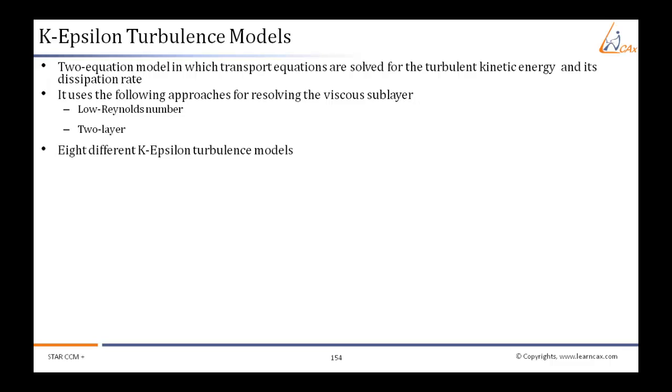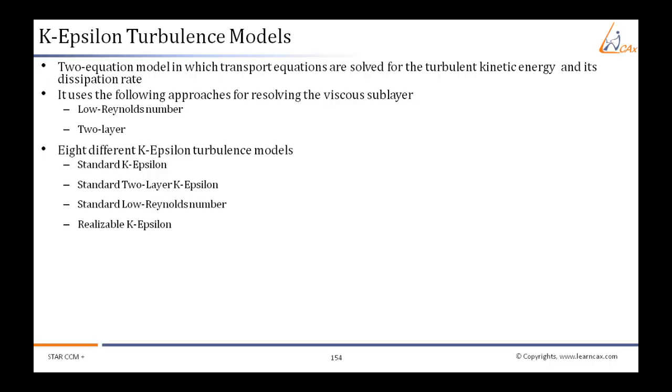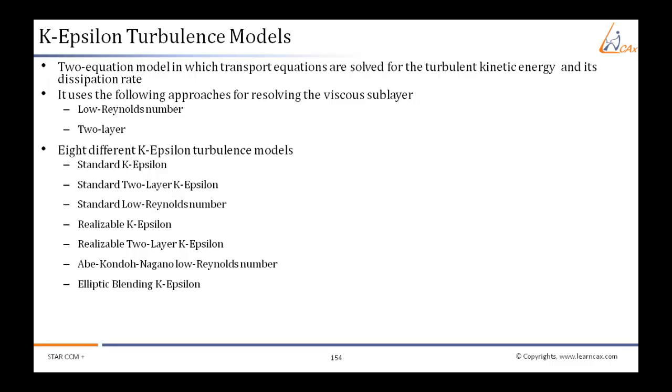STAR-CCM+ has a choice of 7 different K-Epsilon turbulence models. Standard K-Epsilon, Standard two-layer K-Epsilon, Standard low Reynolds number, Realizable K-Epsilon, Realizable two-layer K-Epsilon, Abe Kondo Nagano low Reynolds number, V2F low Reynolds number.